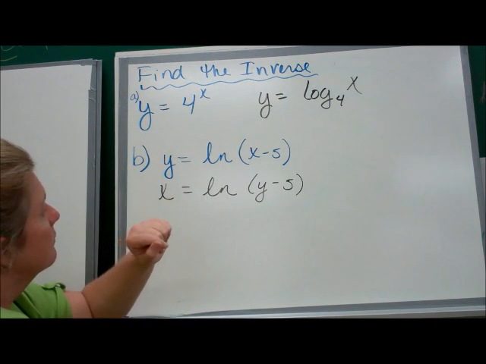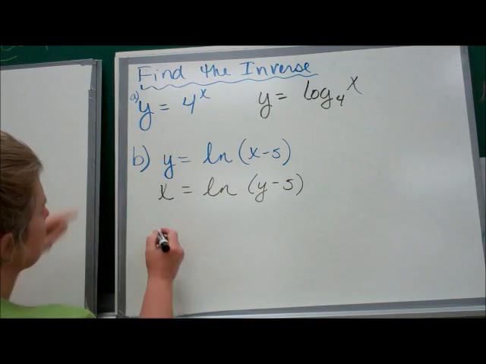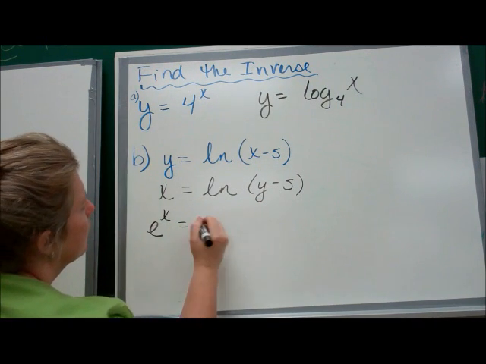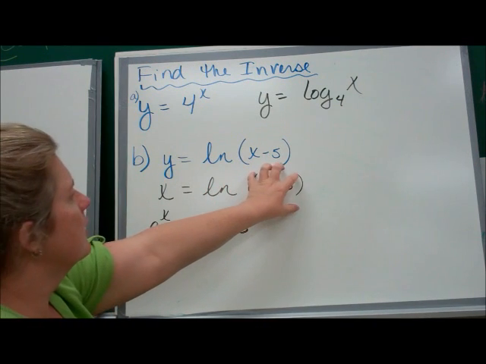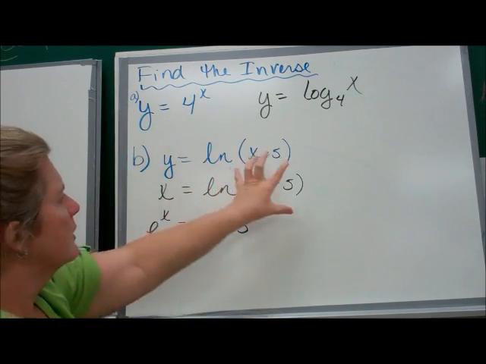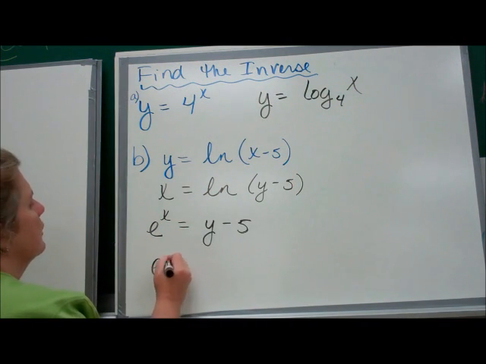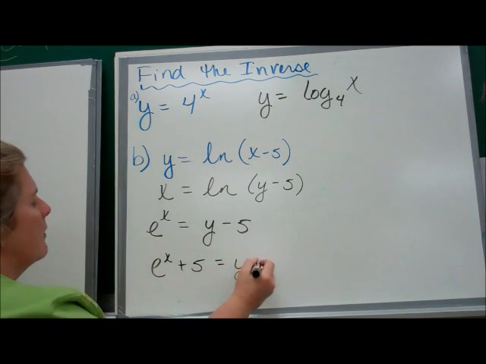Oh, e. That means e to the x power equals this number here, y minus 5. Okay, this is the argument. So e, which is the base, to this power is going to equal this number here. Add 5. So e to the x plus 5 equals y. That's my inverse.